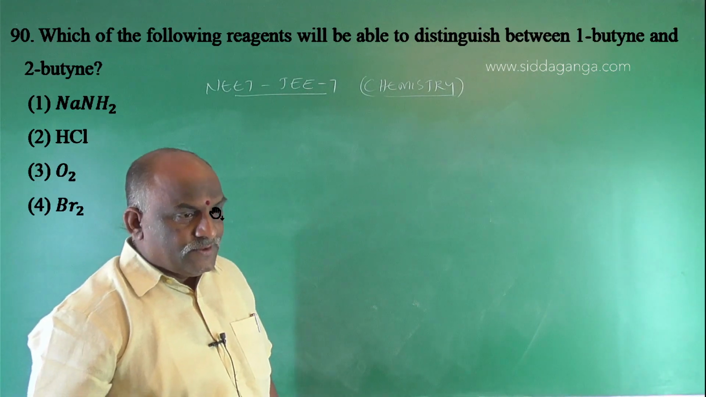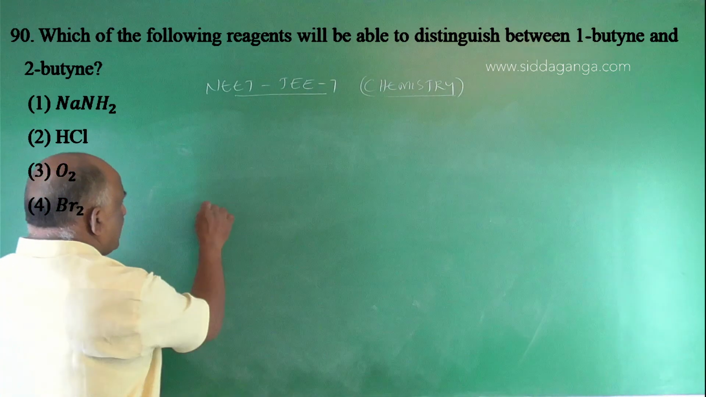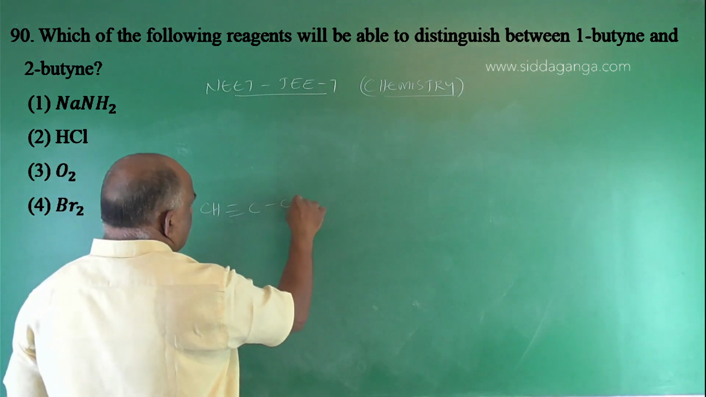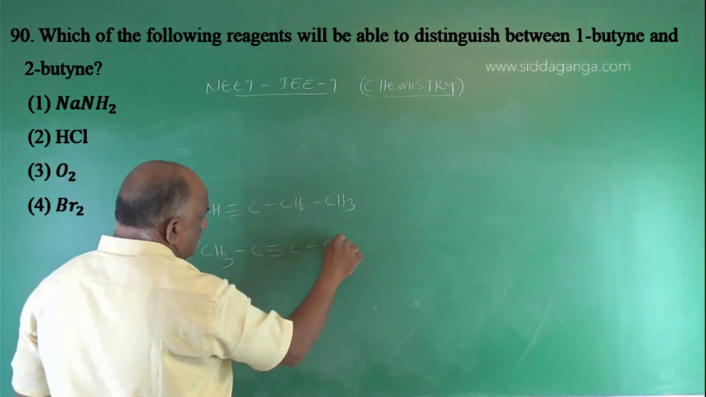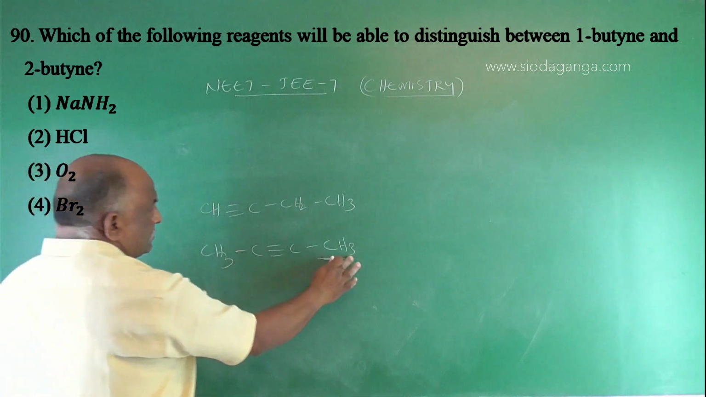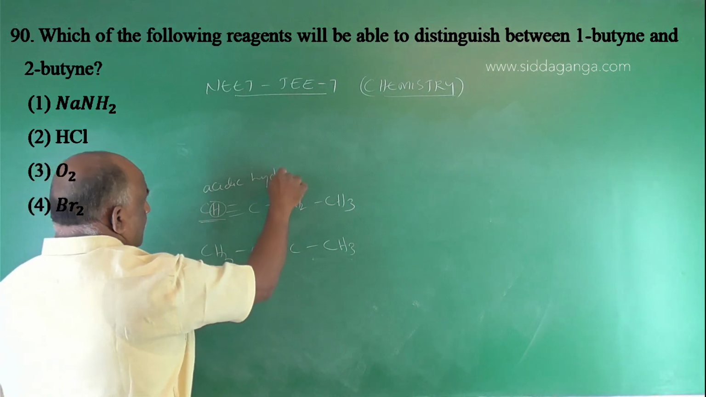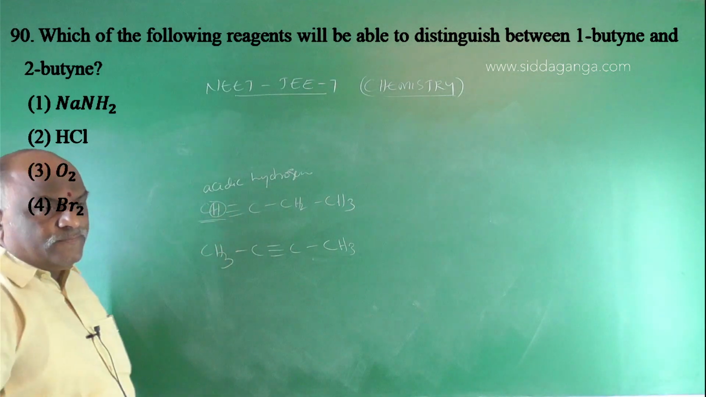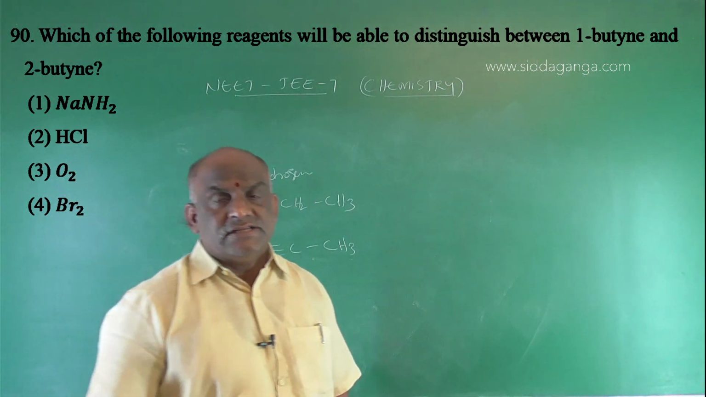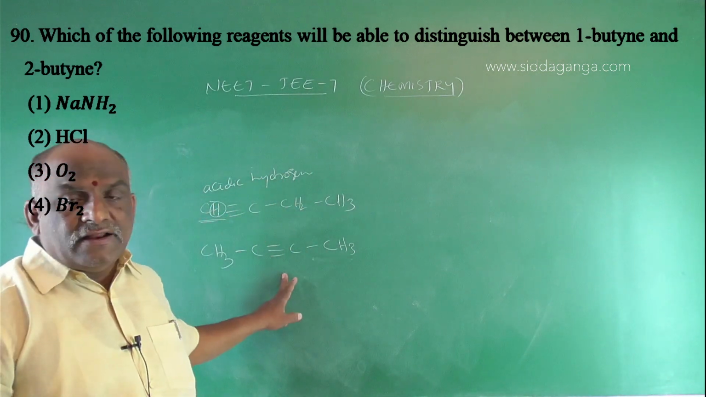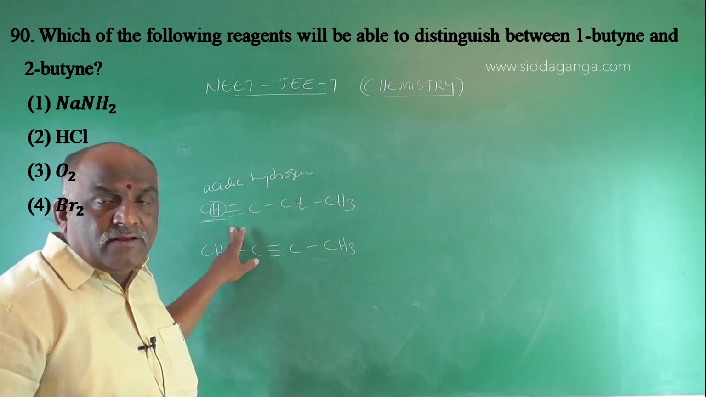For this session: which of the following reagents will be able to distinguish between 1-butyne and 2-butyne? What is 1-butyne? CH triple bond C single bond CH2 single bond CH3. What is 2-butyne? CH3 single bond C triple bond C single bond CH3. Once you observe, my dear students, in 1-butyne this hydrogen is called the acidic hydrogen. Terminal alkynes are stronger acids than internal alkynes, because the terminal alkyne has an acidic hydrogen.